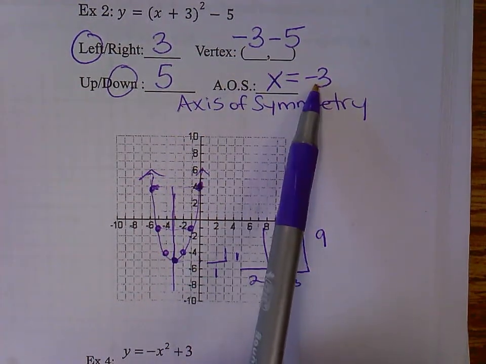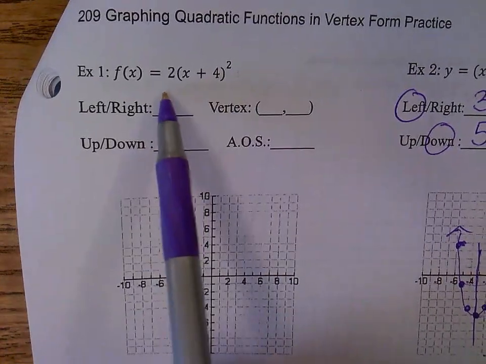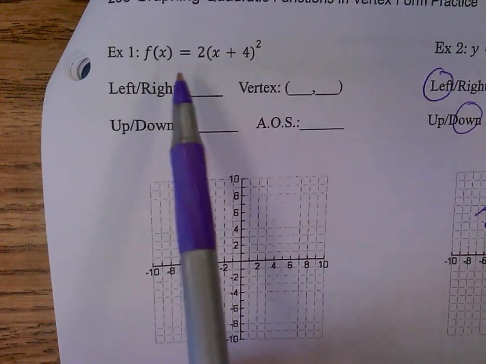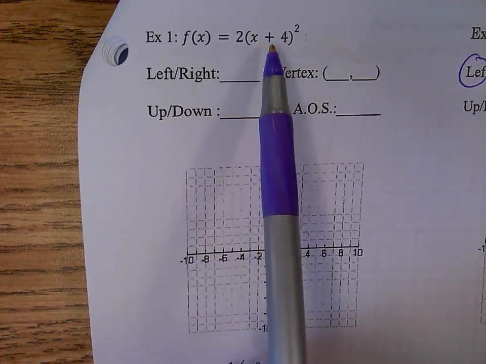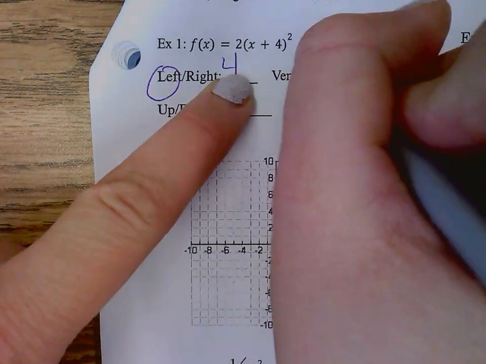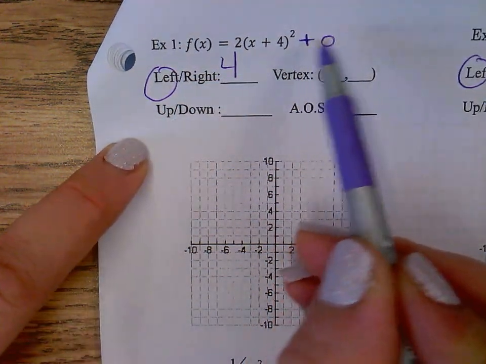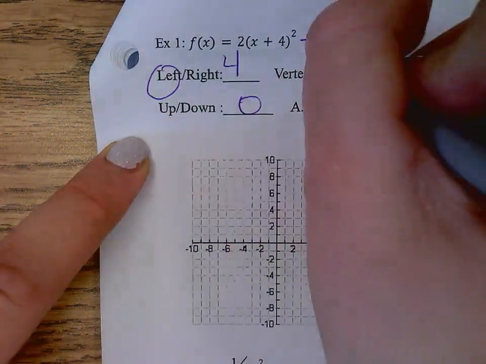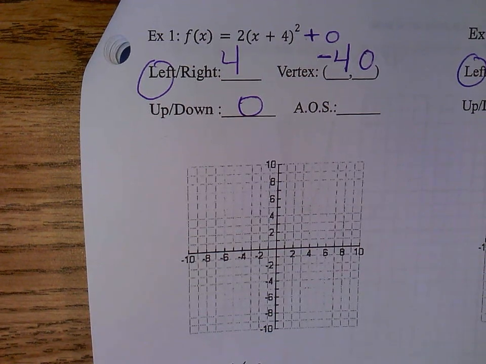All right, I purposely skipped number 1 because this graph has been stretched. This 2 is going to stretch our graph, and so we haven't done that really yet. What do I do with this x plus 4? Does that go left or right? Left 4. I'm going to put a +0 out here to show you that this has not moved up or down. So I'm just going to write up or down 0. So if I'm going left 4 and then comma 0, that's going to be my vertex.